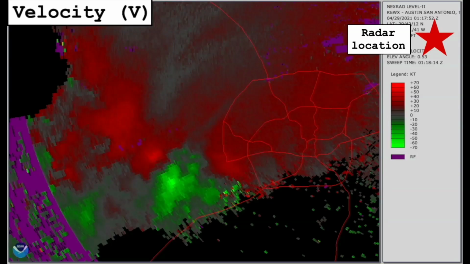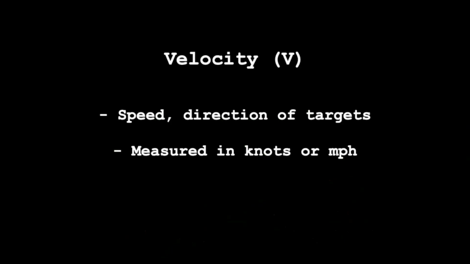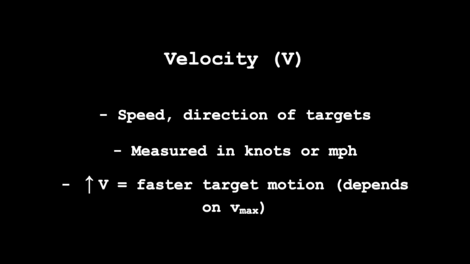On the other hand, positive velocities, your reds, oranges, and browns, represent targets that are moving away from the radar. These are outbound velocities. Velocities near zero show up as gray. Depending on the radar program you're using, velocity is measured in either knots or miles per hour. Typically, higher velocity values indicate targets moving more quickly, but this depends on the radar's maximum unambiguous velocity.